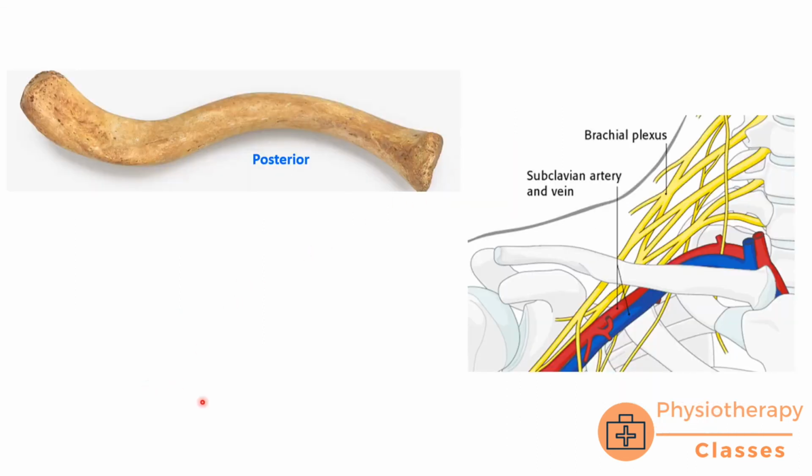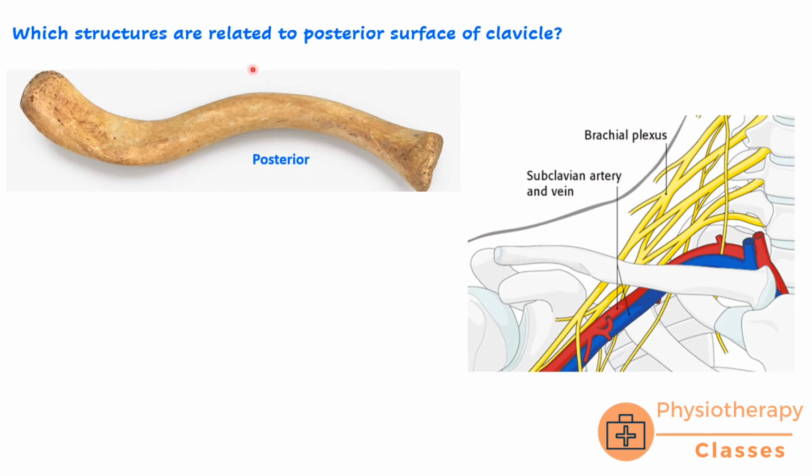Now next is which structures are related to the posterior surface of the clavicle. So which are those structures? Let us see here. In this picture you can see this is the brachial plexus. So we have here the roots, the trunks and the divisions. So the divisions and formation of cords will be passing behind the clavicle. You can also see some vessels here, right? These vessels are the subclavian artery and the subclavian vein. They will also be related to the posterior surface of the clavicle, medial 2/3.